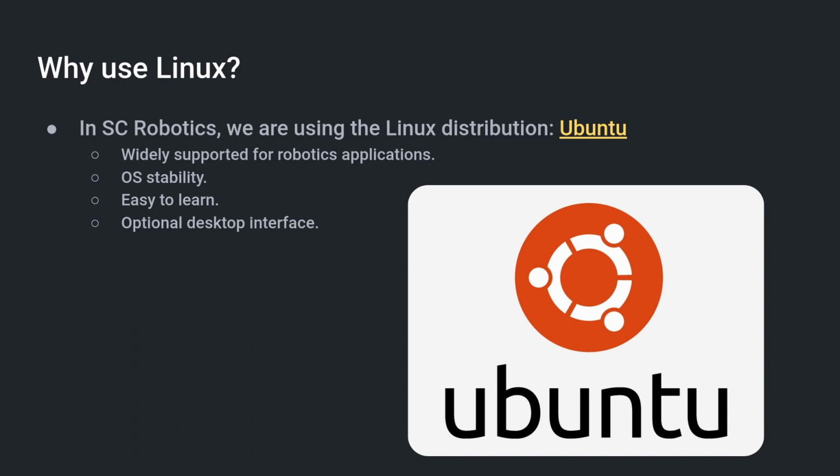So, why use Linux? In our club, SC Robotics, we're using the Linux distribution Ubuntu. The reason we're specifically using this distribution is because it's widely supported for robotics applications. That means there are a lot of different libraries that are built for Linux. The OS is very stable. It's very easy to learn how to use Ubuntu because it offers a desktop interface, but it also has the capability for a non-interface server to use with robotics as well.